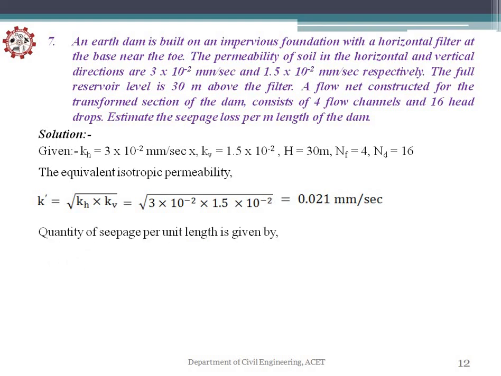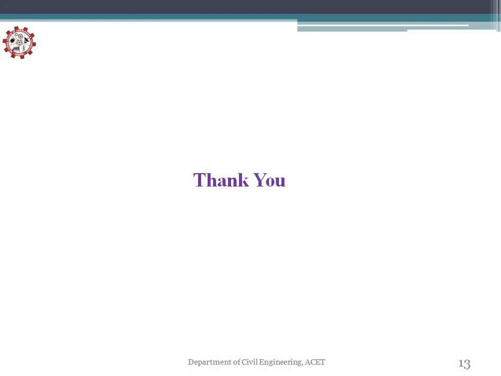So quantity of seepage per unit length is given by Q equals K dash H NF upon ND. So values are given, so substituting the values, K dash 0.021 into 30 is the height, NF is 4 and ND is 16. So Q is given to you as 0.159 mm cube per second. So this is how you solve the numericals for permeability and seepage analysis in unit number 3. So thank you so much for today.